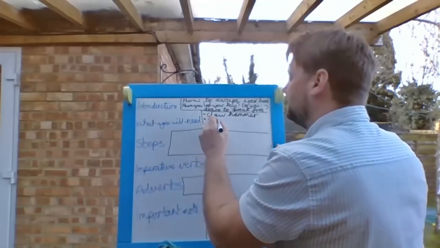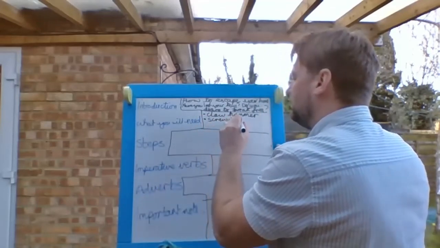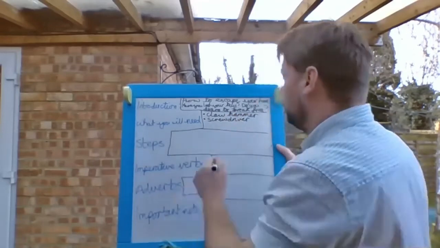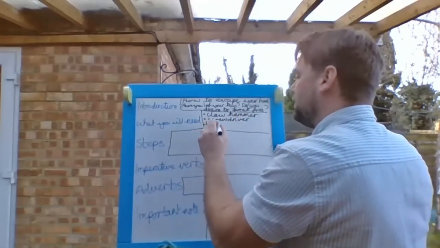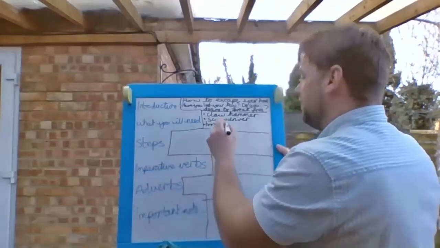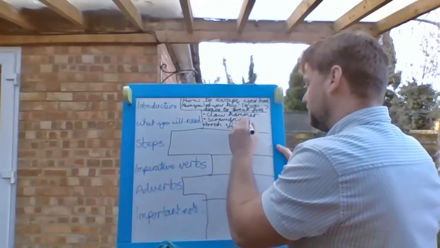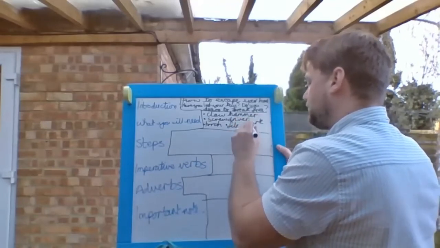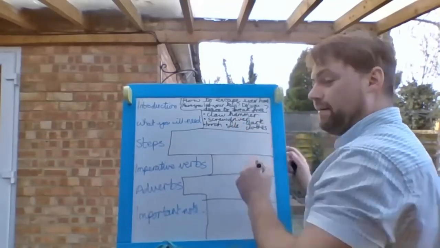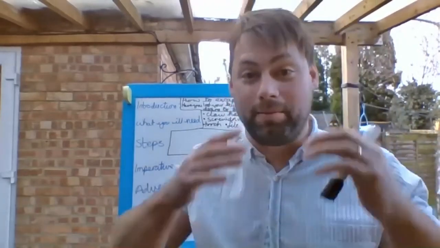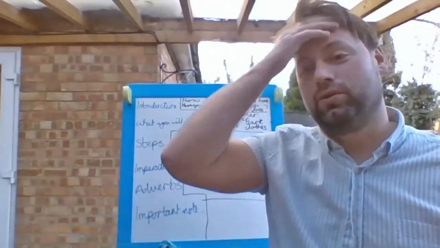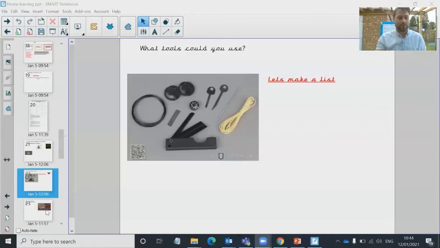a screwdriver, a torch maybe, a file, maybe some dark clothes and a hat as well, maybe to protect myself. So I'm camouflaged, so nobody can see me as I'm walking through.